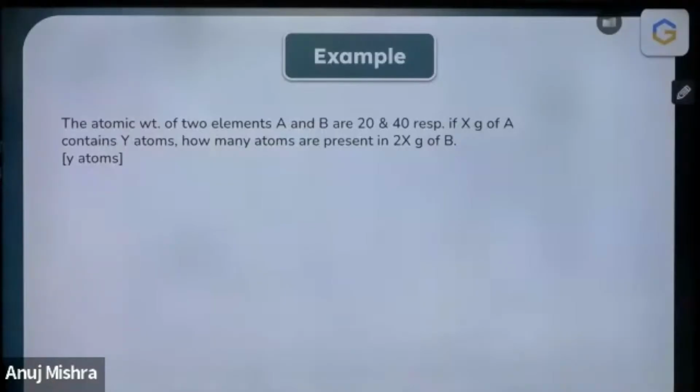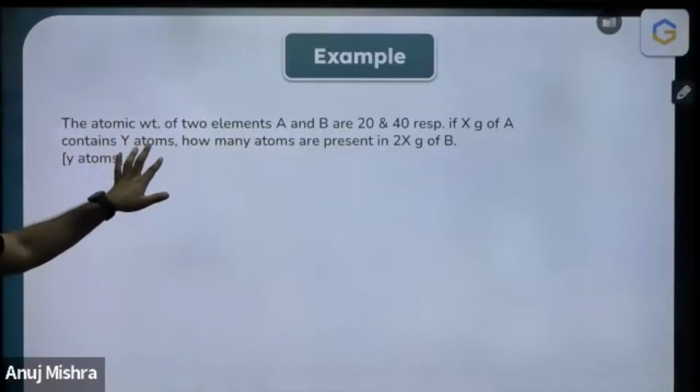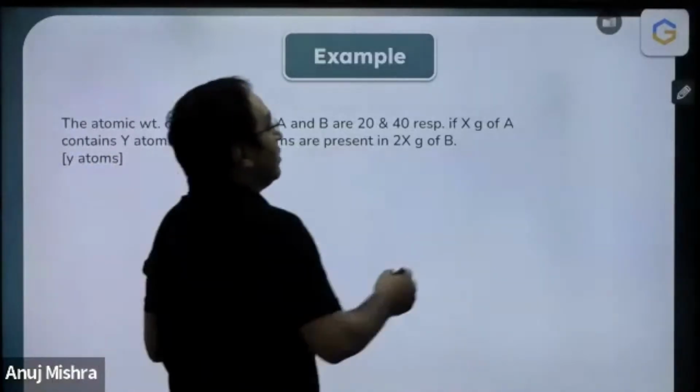And remember, subject chemistry is the key. If you want to succeed in these exams, chemistry is the key. Easiest, most scoring, and if you set rhythm with the subject, you can do full score. You get full score in mains. Advanced also 80-85% score is possible. What's the answer? Yeah, Y atoms. This answer is given in bracket. So atomic weight of two elements A and B are 20 and 40. X gram of A contain Y atoms. How many atoms are present in 2x grams of B? Is the question. So now see.